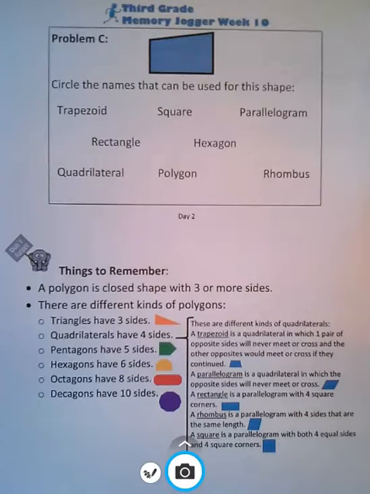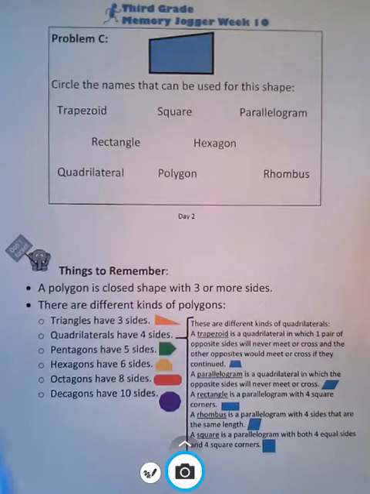A trapezoid is a quadrilateral in which one pair of opposite sides will never meet or cross, and the other opposites would meet or cross if they continued. A parallelogram is a quadrilateral in which the opposite sides will never meet or cross. A rectangle is a parallelogram with 4 square corners. A rhombus is a parallelogram with 4 sides that are the same length. A square is a parallelogram with both 4 equal sides and 4 square corners.